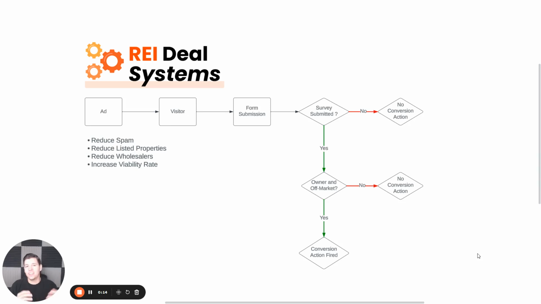Hey, what's good, everybody? In this video, I'm going to be showing you how to increase your PPC lead quality for seller leads, right? So, if you've run PPC before, either with a campaign manager or on your own, you probably ran into issues like other wholesalers reaching out to you, getting listed properties, or getting spam, right? And ultimately, in PPC, especially for real estate investors getting motivated seller leads in your inbox, we want to focus on creating the highest viability rate possible, right?